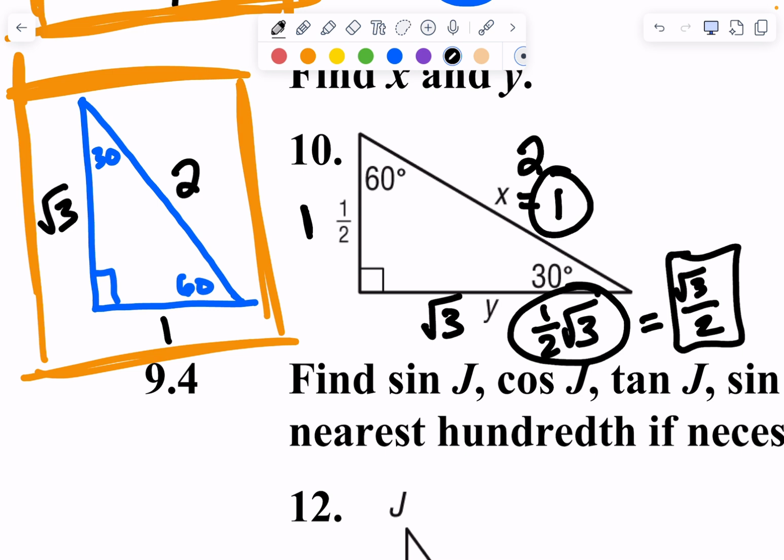Those 2 triangles, the ones that we just did. Juniors, remember those for the ACT because those will help save time and make shortcuts.